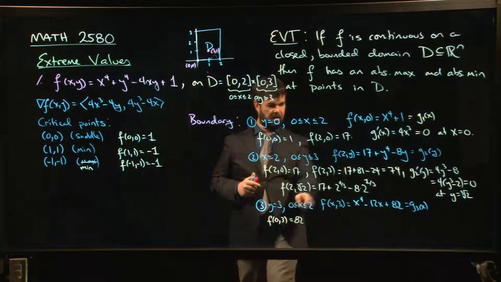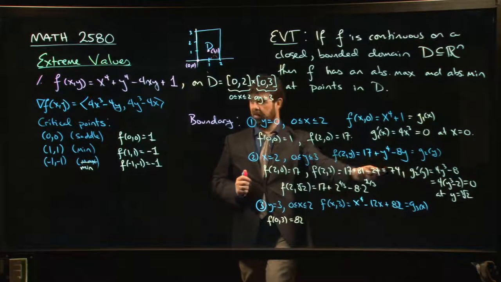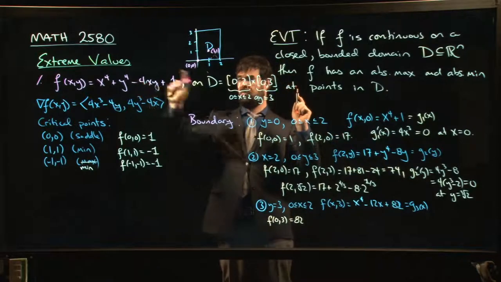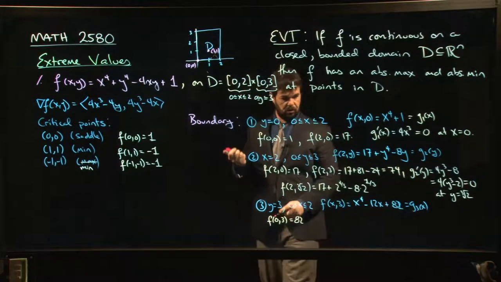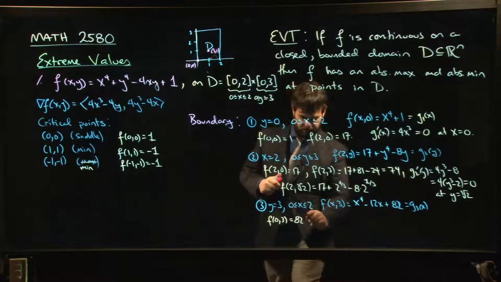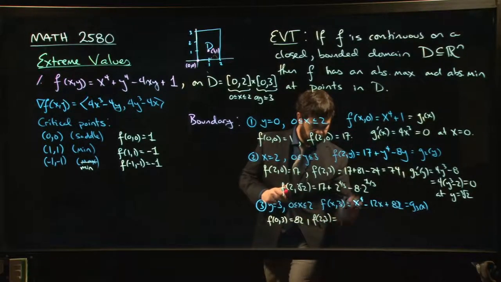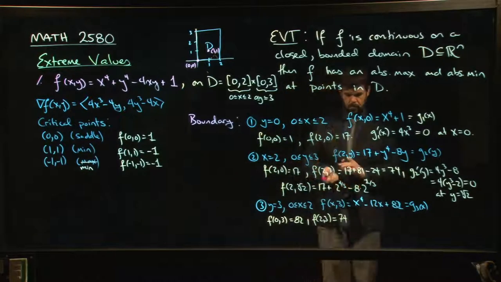Huh. Interesting. Our intuition was maybe wrong. 74 is not going to be the max because we still have this term coming in. Yeah, 82 is bigger than 74. Good, good, good. All right. f at 2, 3. Well, we worked that one out already. That's 74. Okay.